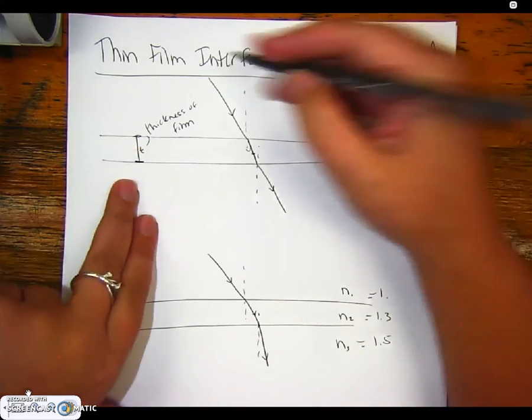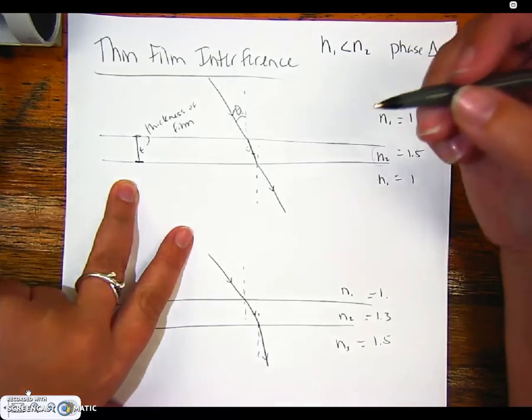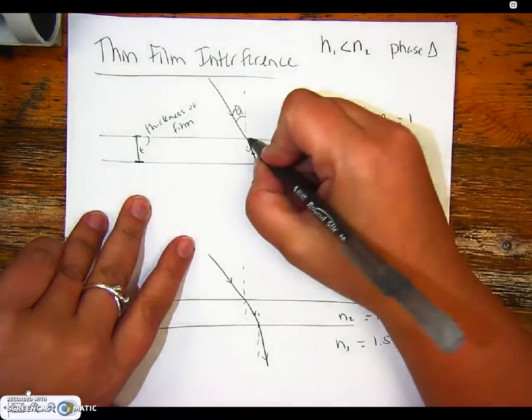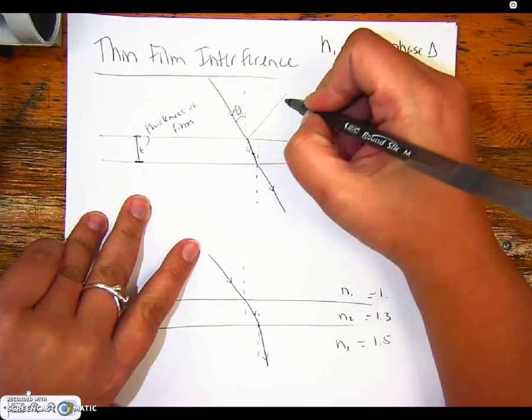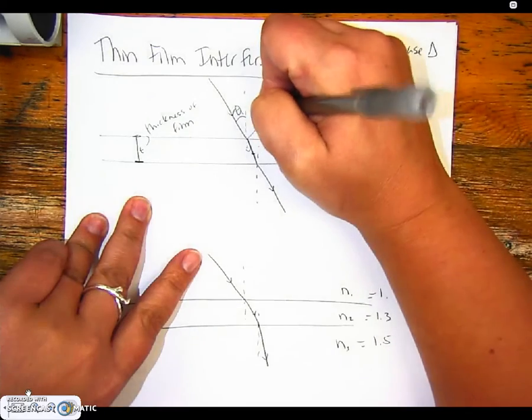Now, as the light comes in and it bounces off, here's my angle of incidence. And remember, there's going to be some transmission and some reflection. So the angle of reflection is going to be equal to the angle of incidence. And when this thing bounces off, because n1 is less than n2, we're going to see a phase change in that ray.